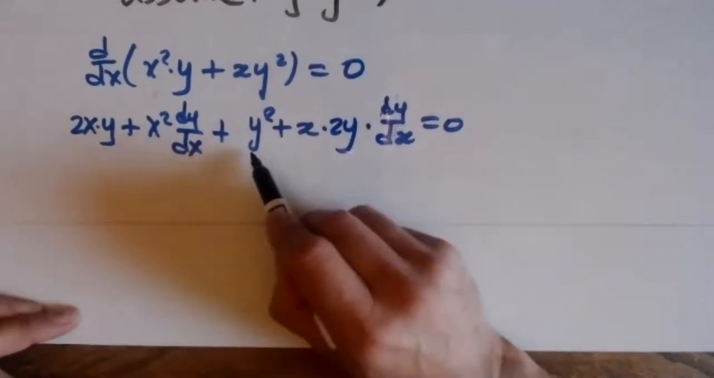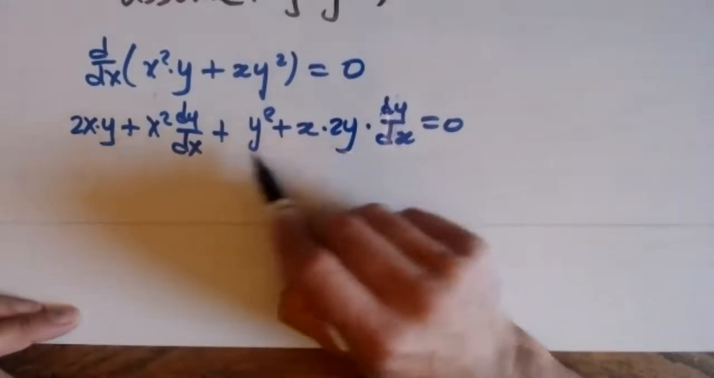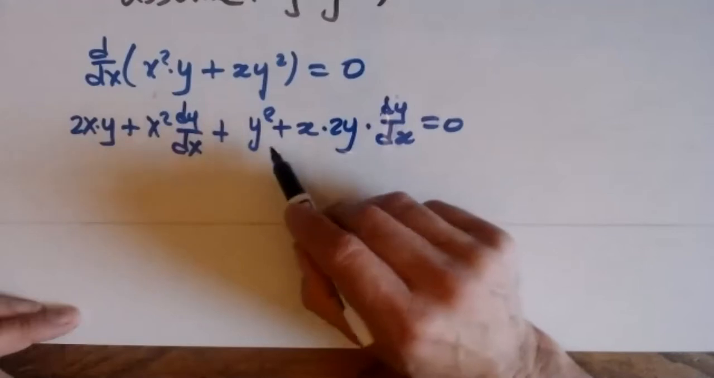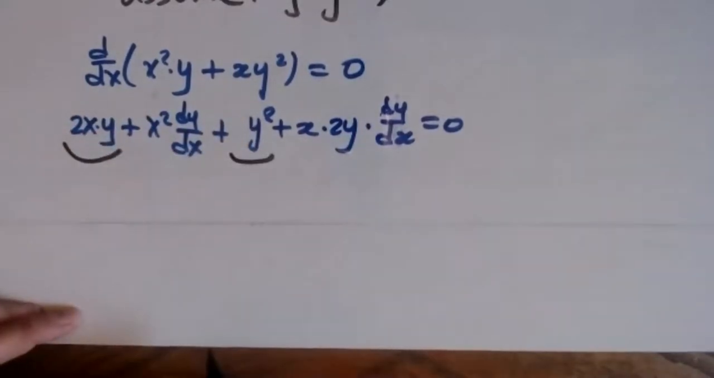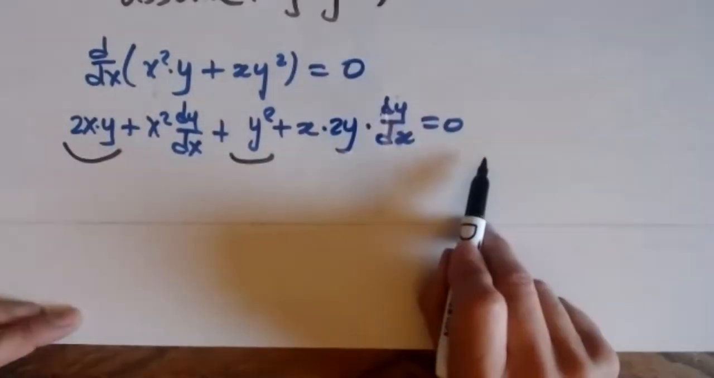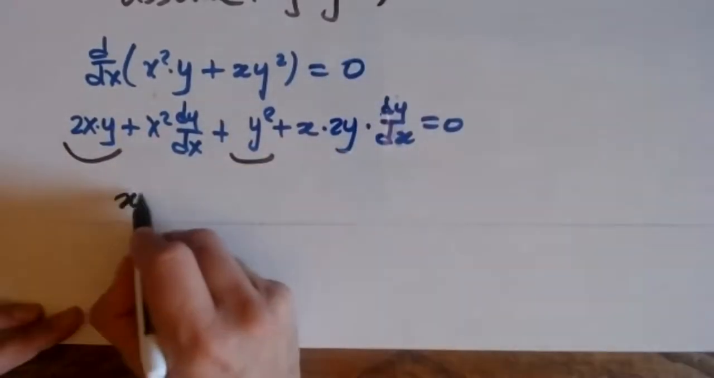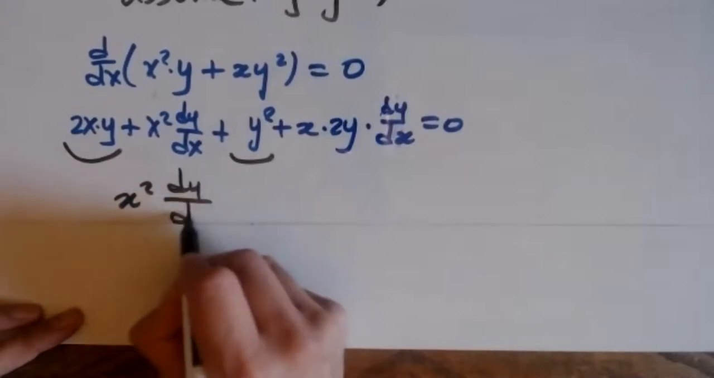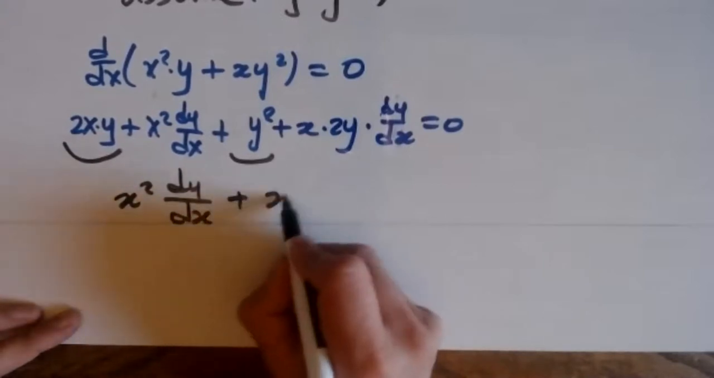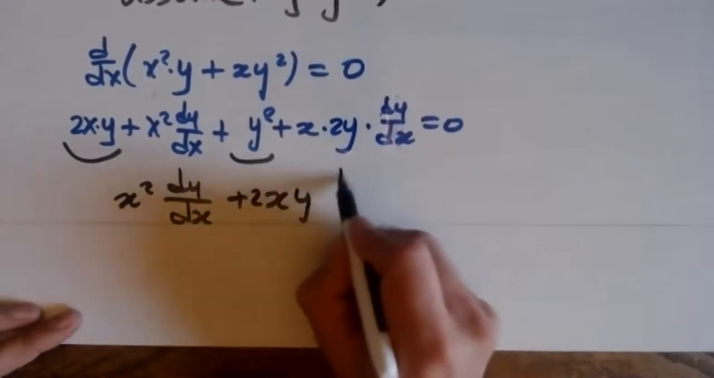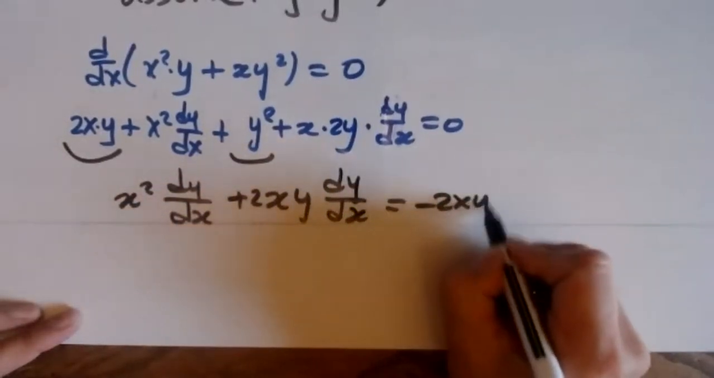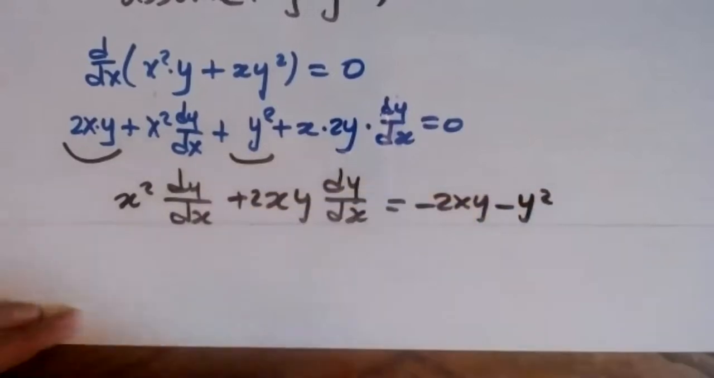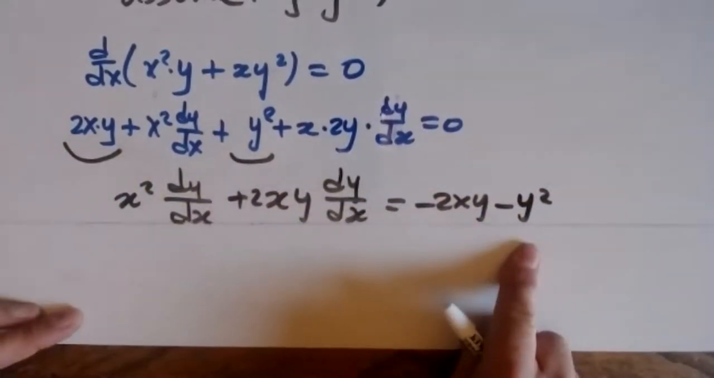xy, x squared, y squared, these are numbers that we are going to treat like that. So first we're going to take these two terms, remember, and move them to the right side. So we have x squared dy/dx plus 2xy dy/dx equals negative 2xy minus y squared. So I move this to the right.